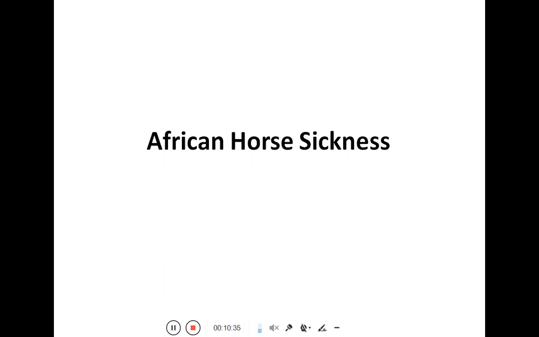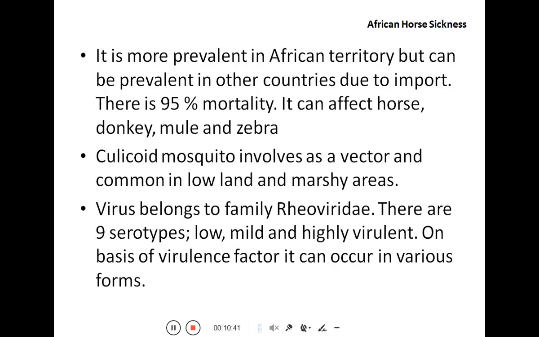And then another disease which we are going to discuss today is African horse sickness. It is more prevalent in African territory, but can be prevalent in other countries due to the import of animals. There is 95% mortality in this disease, and it can affect the horse, donkey, mule, and zebra. Culicoides mosquito acts as a vector to transmit this disease, and it is common in lowland and marshy areas. The virus belongs to the family Reoviridae, and there are 9 serotypes: low, mild, and highly virulent in nature.